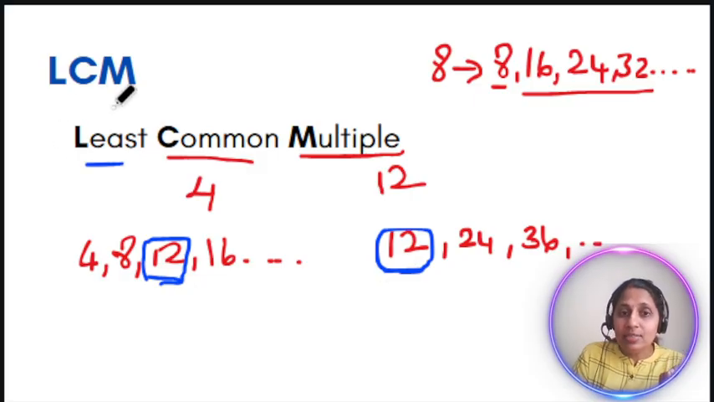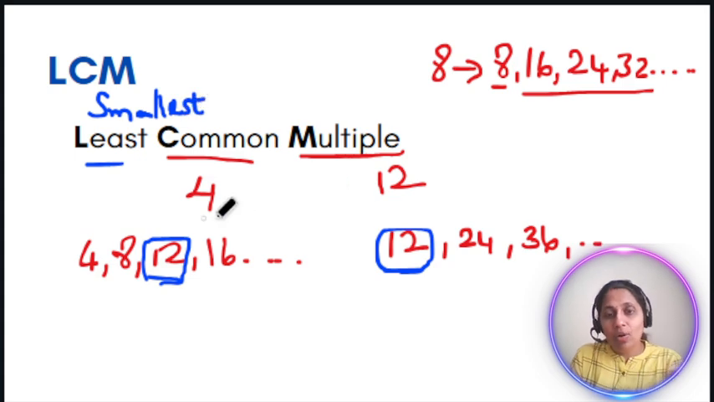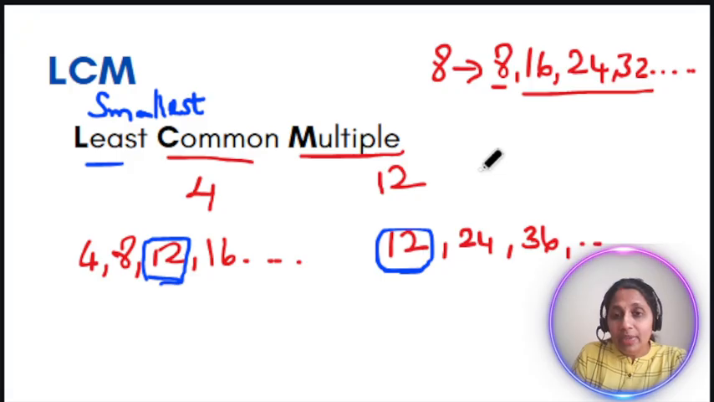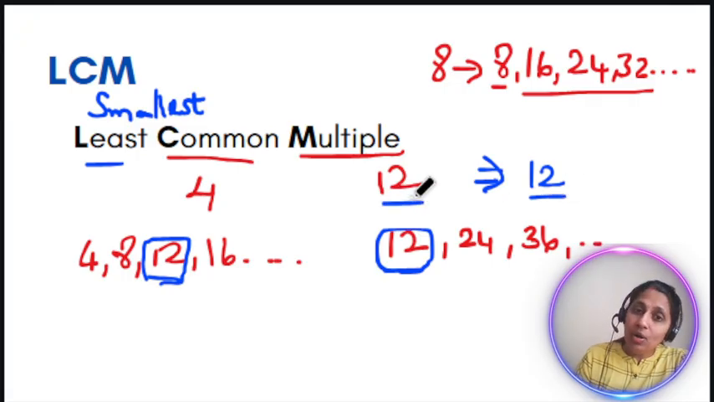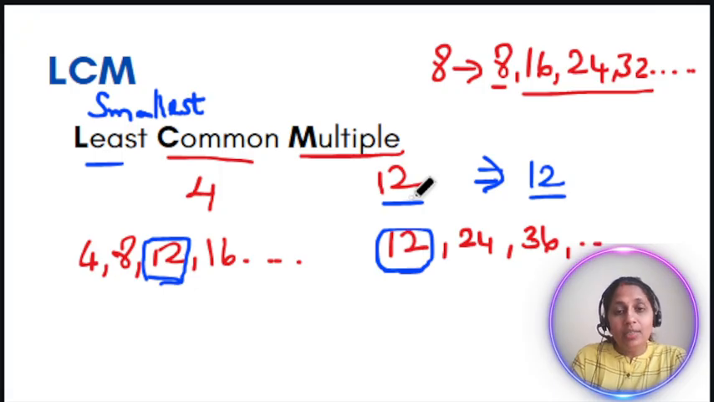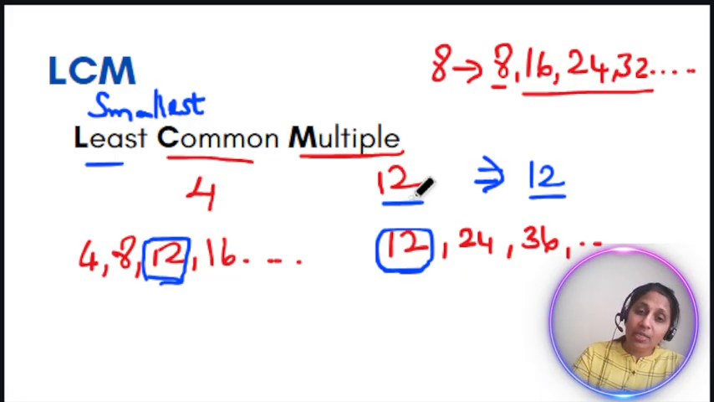What is meant by least? Smallest. It is the smallest common multiple of both. So the LCM, the least common multiple of 4 and 12, is 12 itself. As you can note here, the multiple is either equal to the bigger number or bigger than both the numbers. Multiples are infinite, and the LCM will always be either the bigger number of the two or bigger than the bigger number itself.